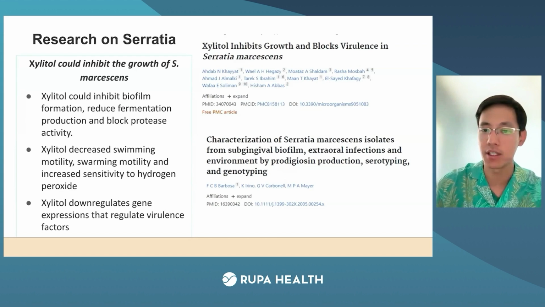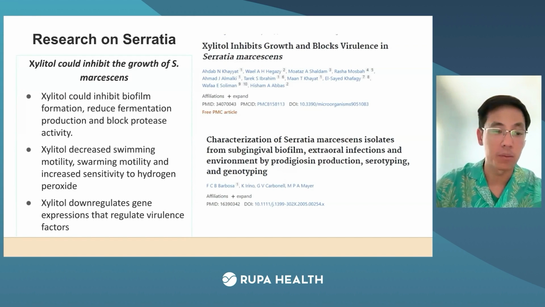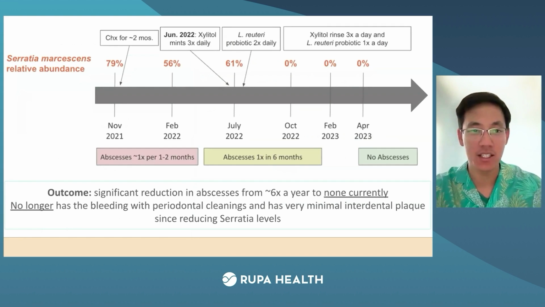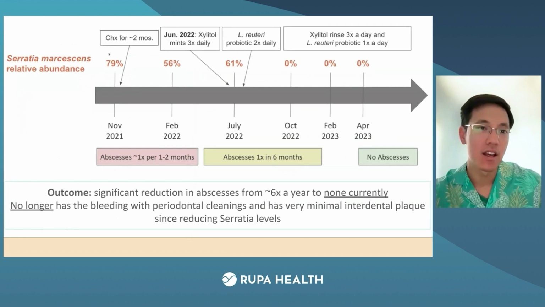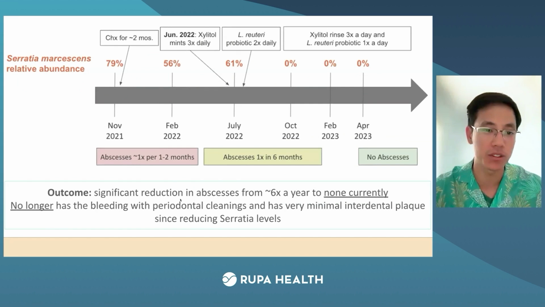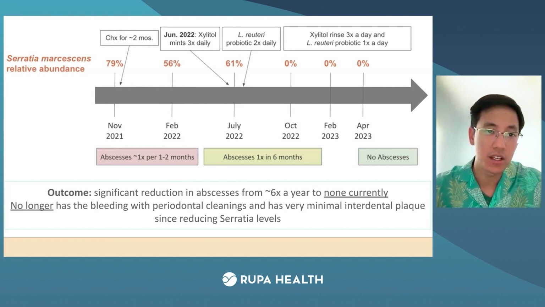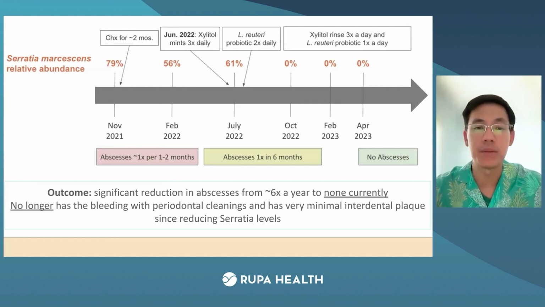And through some research, we basically said, can you try this? Can you try using xylitol many, many times a day and adding in a probiotic to try and attack Serratia? This is a timeline of his testing. And these percentages are just his abundance of Serratia marcescens. So after his first test, 79%, he took chlorhexidine for 2 months and there was no change. He still had these abscesses or water blisters 1 to 2 times per month. And he took another test and it was still the same. And of course, chlorhexidine didn't really do much for him.